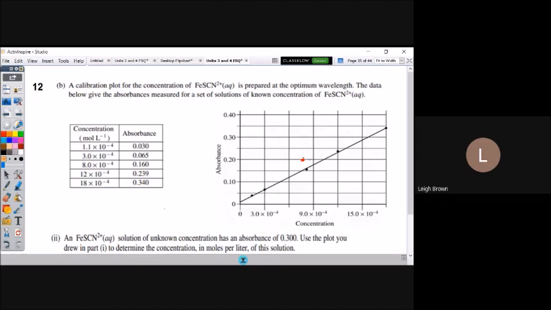Another situation that could happen is if I have a point that's below the line. So it doesn't have as high of an absorbance as it should have. So what could that indicate?